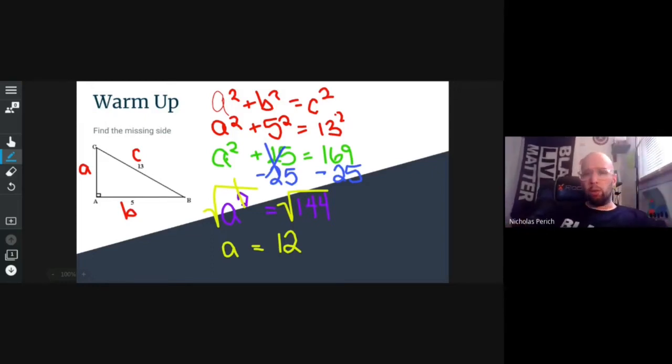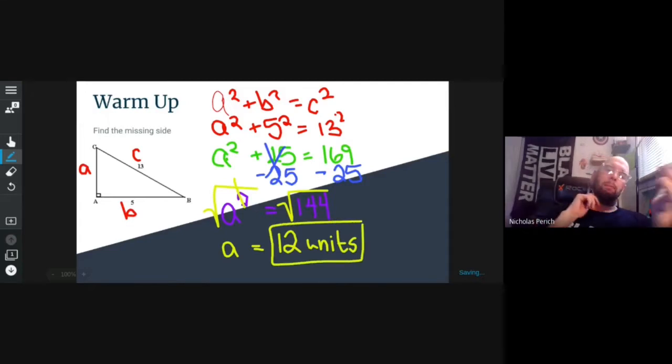Do I have any units? No. So I'm just going to write out units because that's what good kids do. That's what the good student does. 12 units, baby. Okay? So that's Pythagorean Theorem. We solved for a square. We solved for the missing side of a right triangle. And by doing so, we square rooted both sides.